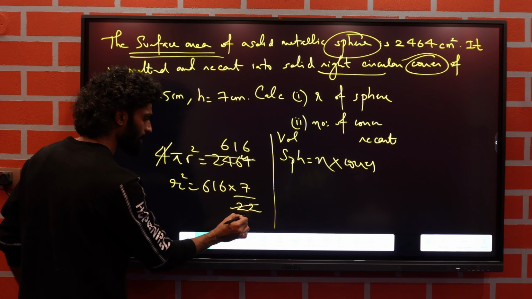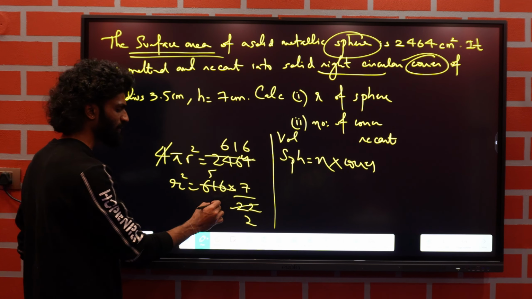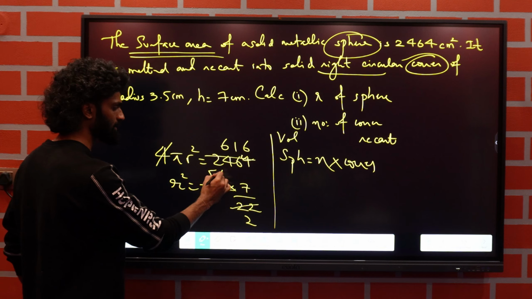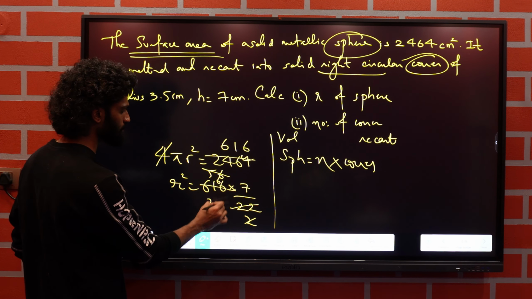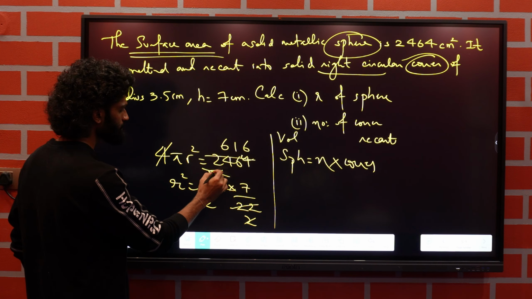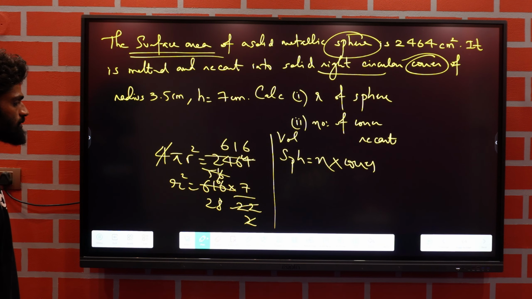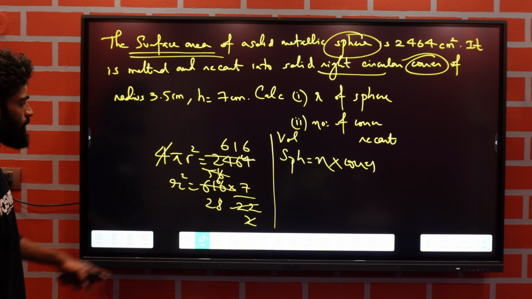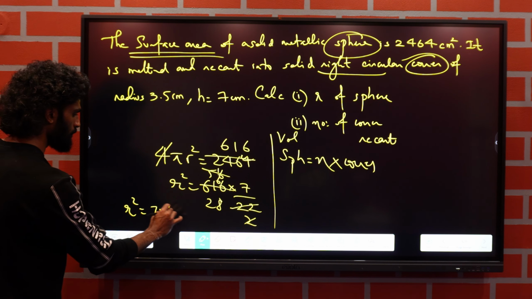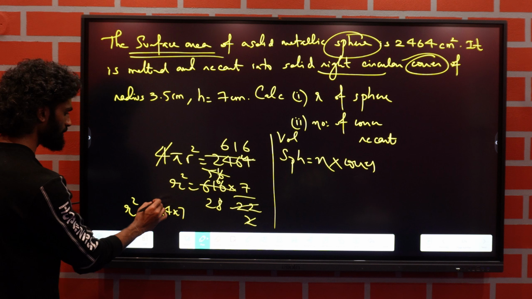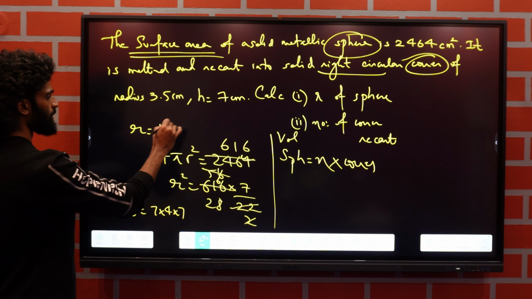11 times, let's try. 11 times 2, 11 times 5 is 55. 61 minus 55, 6 will be remaining, 6 times. Now this obviously will again get cancelled. 2 times 1 is 2 times 2. 28 times 7. 7 times 4 here. So r square equals 7 times 4 into 7. So the answer will be 7 into 2, 14. r will be equal to 14.